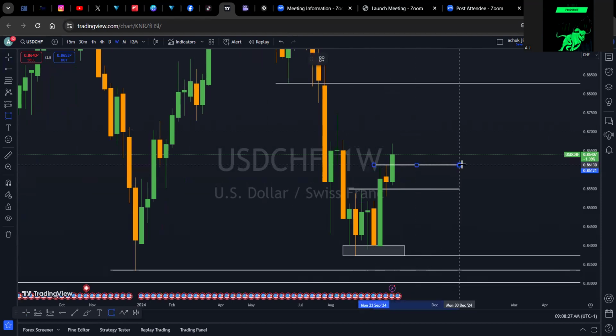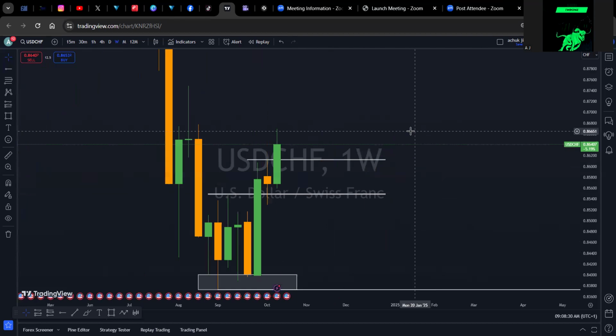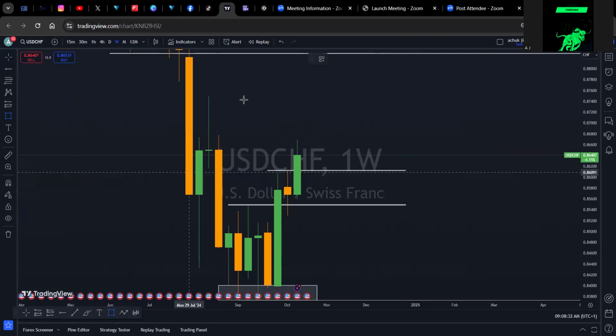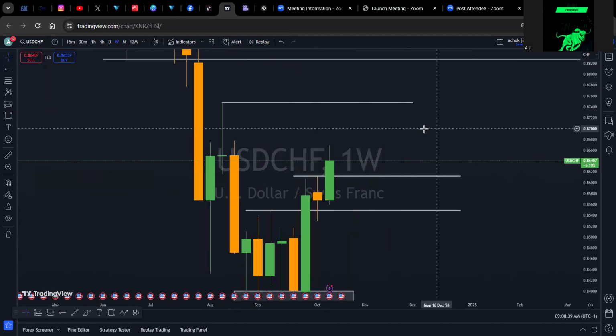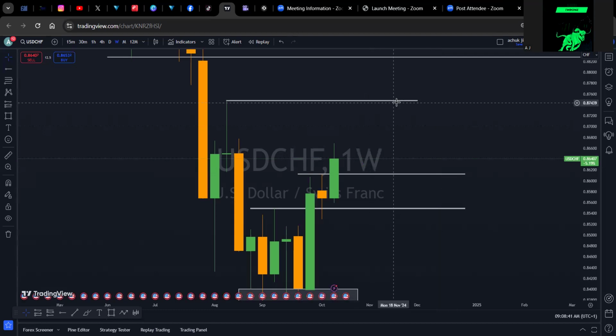So that is also another support. So the moment we've done this, we also mark this as another high. This is an area of potential price reaction. So the moment we have this, this is our potential resistance. And price is looking bullish.